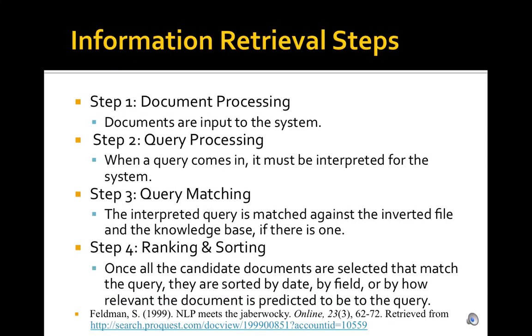Steps in information retrieval. Step 1 is document processing, where documents are input into the system. Step 2 is query processing. When a query comes in, it must be interpreted by the system. Step 3 is query matching. The interpreted query is matched against the inverted file and the knowledge base if there is one. Step 4 is ranking and sorting. Once all the candidate documents are selected that match the query, they are sorted by date, by field, or by how relevant the document is predicted to be by the query.